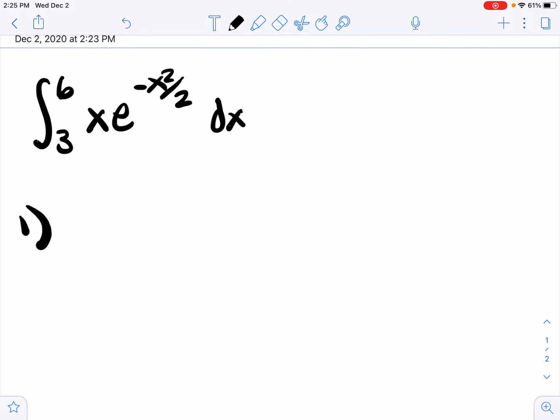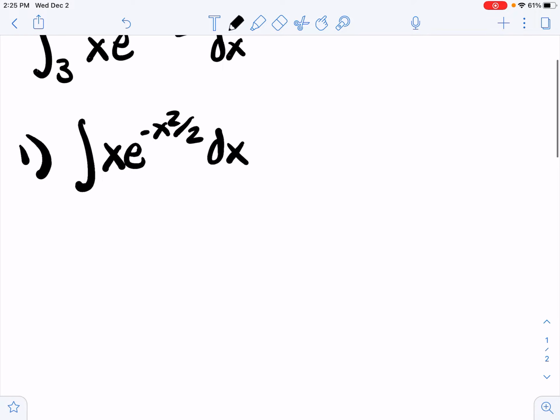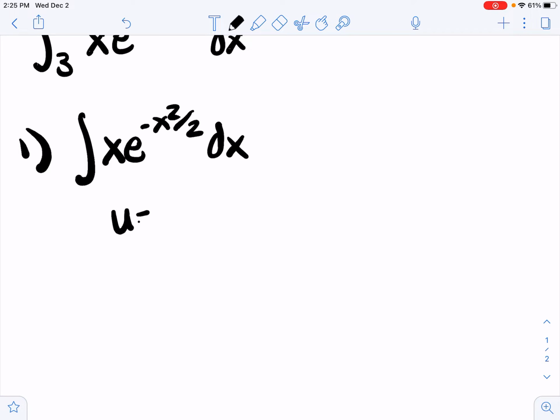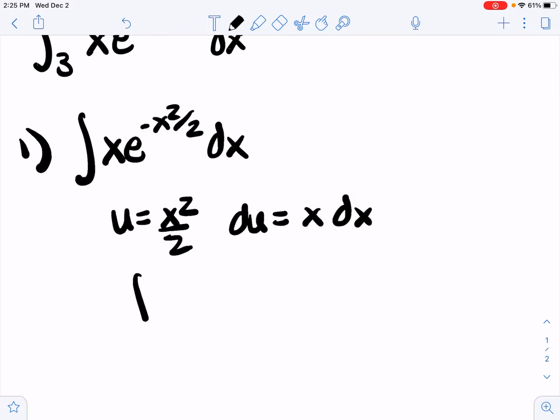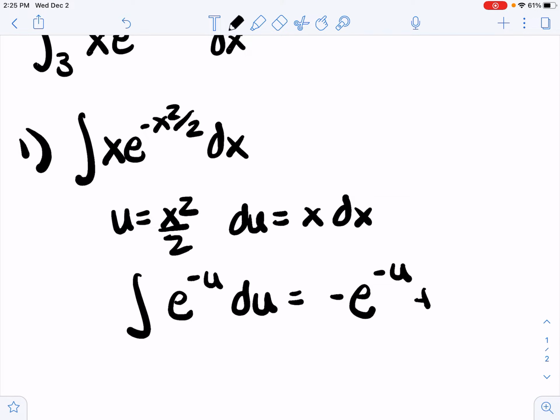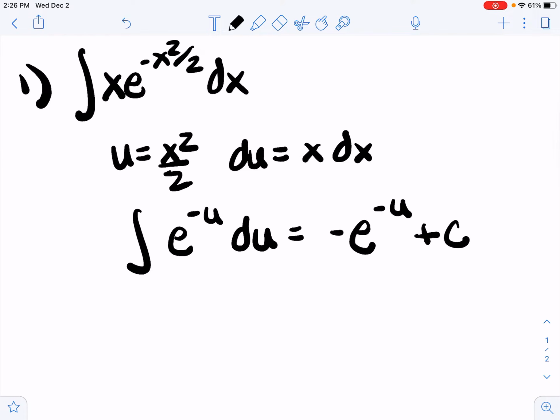First of all, the first option is just drop the endpoints and do an indefinite integral. So drop the endpoints, let's do the indefinite integral. The substitution here is u equals x squared over 2, du equals 2x over 2, so just x dx. And so our integral becomes e to the minus u du, which is minus e to the minus u plus c. So that's minus e to the minus x squared over 2 plus c.